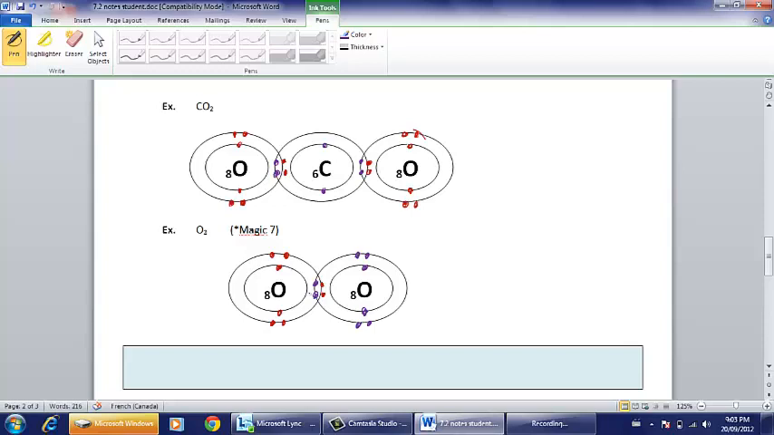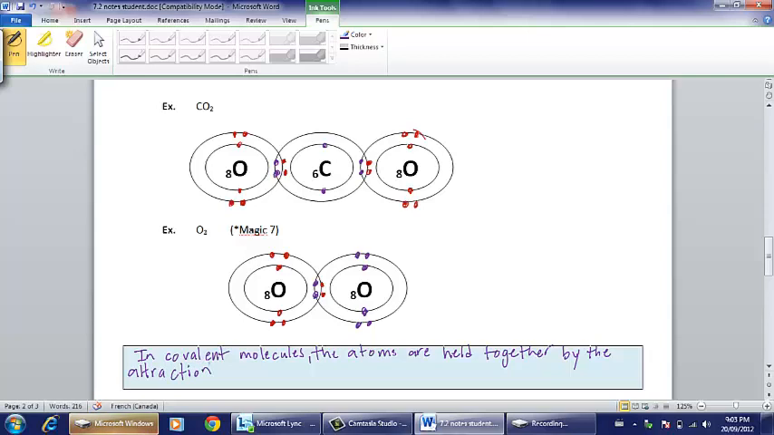It's the attraction of the negative charges of the electrons, and that negative charges are attracted to both nuclei, because both nuclei have protons in it, positive charges, and that's what holds covalent compounds together. So in covalent molecules, the atoms are held together by the attraction of the shared negative electrons to the positive nuclei.